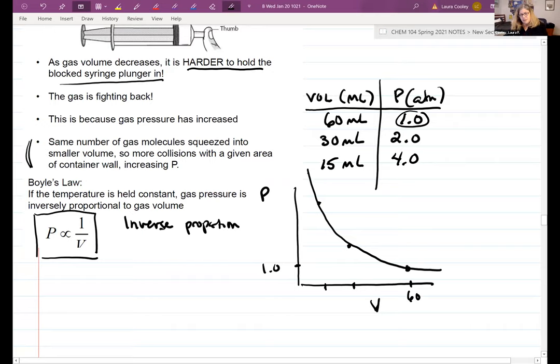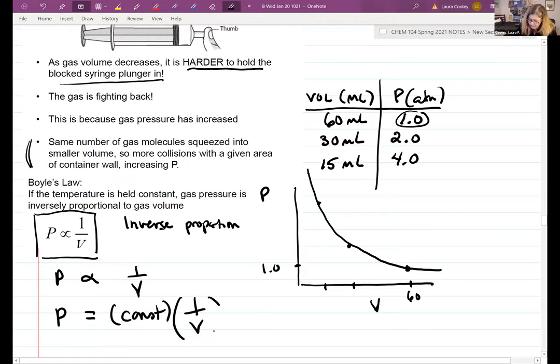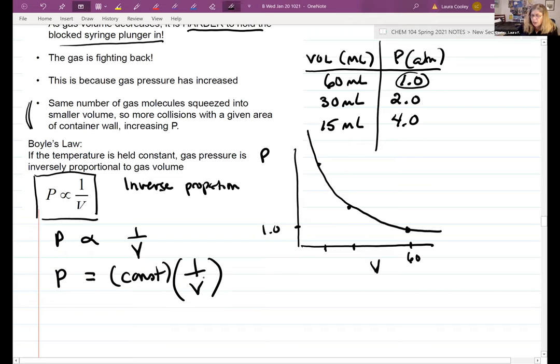So this is what an inverse relationship looks like. And there's something more here, because pressure being proportional to 1 over the volume means that the pressure times the volume, well, actually, what does the proportion mean? If something is proportional, then it's equal to a constant times that thing. So if I move volume to the other side of the equation by multiplying both sides, I get PV, the product of the pressure and the volume, is a constant.